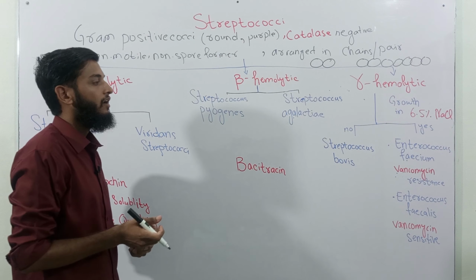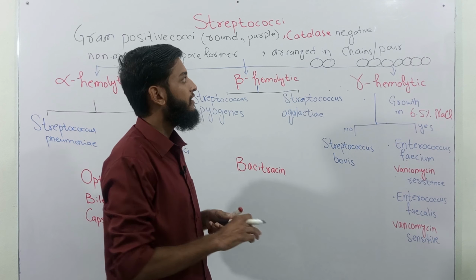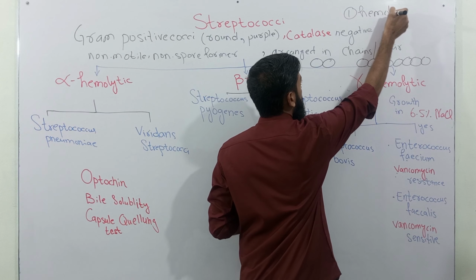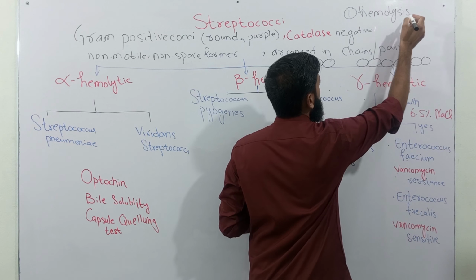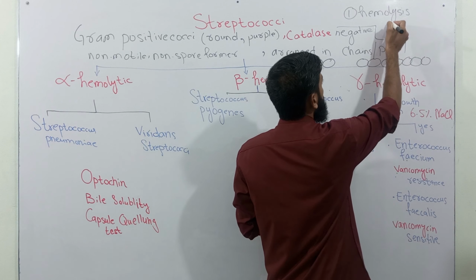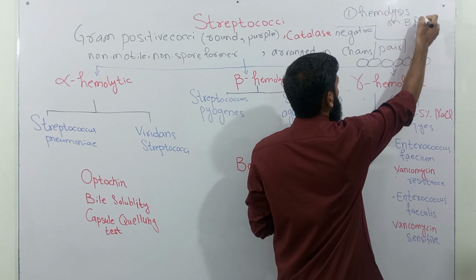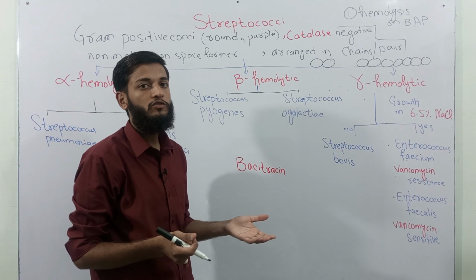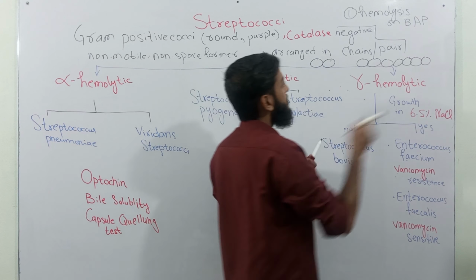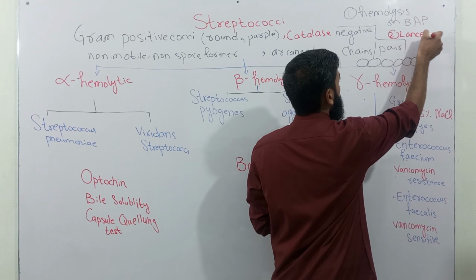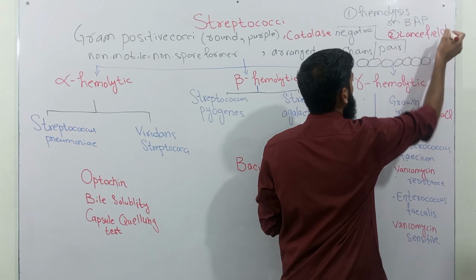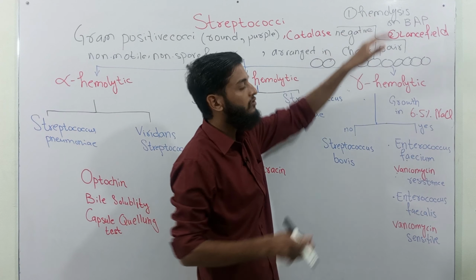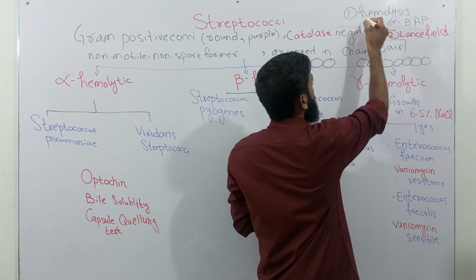Streptococci are classified on the basis of two categories. The first category is on the basis of hemolysis on blood agar plate, and another classification of Streptococci is the Lancefield classification. But in this video, we will be talking about Streptococci classification on the basis of hemolysis on blood agar plate.